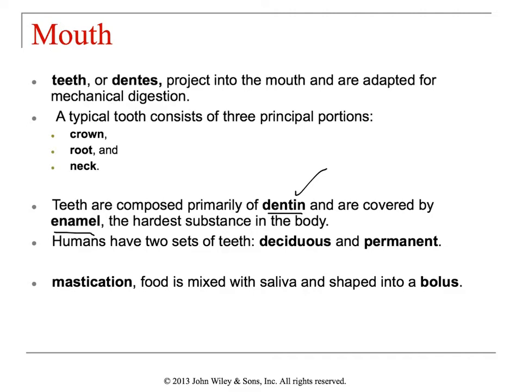Humans typically have two sets of teeth. Deciduous teeth are our baby teeth, and our permanent teeth are what we call our adult teeth.